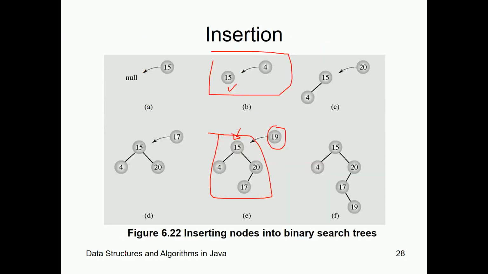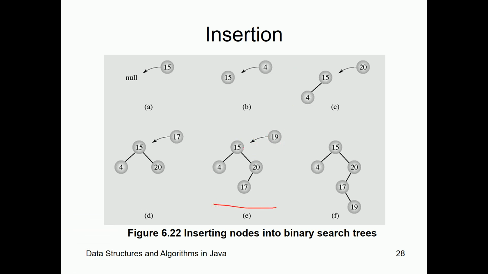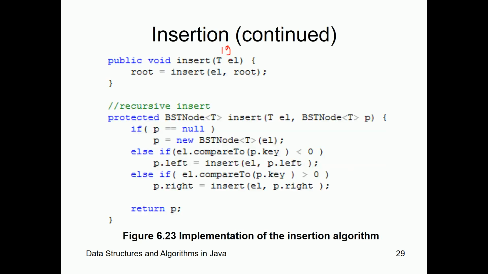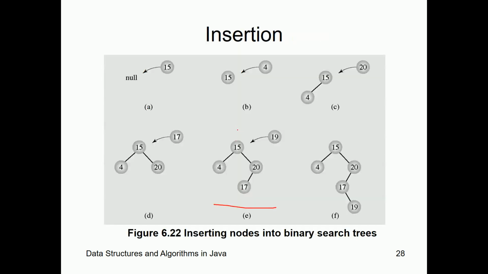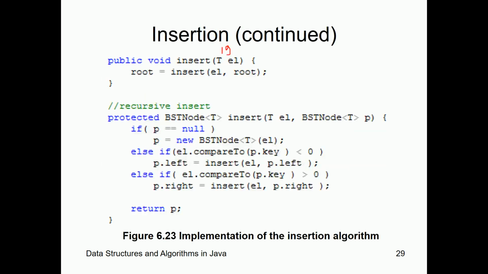Insert 19. Let me just erase things, so I'm going to start clean. I'm here. So I'm inserting 19. This is the code I'm going to call. This insert 19 is going to call 19 with the root, which is a reference to this 15. So this 19 root, is this equal to null? No. Now what I'm going to do is 19 compared to p.key. What is p.key? 15.